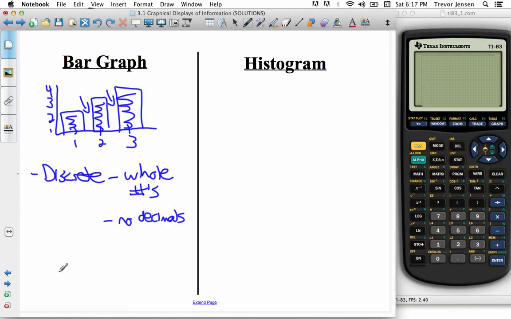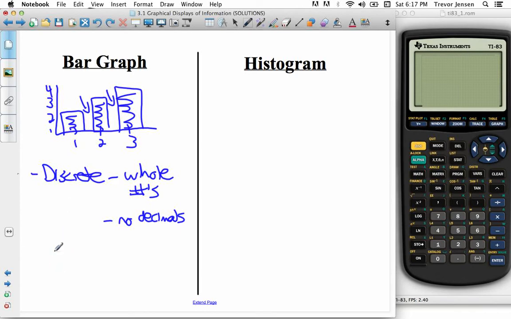Okay, so why is there a space between the bars? Well, because there's no possibility that there could be anything between 1 and 2. The value of 1.5 is not possible in this case. The value of 1.375 is not possible. All we have to worry about is how many 1s do you have, how many 2s do you have, and so on. Let me give you an example of a type of discrete variable. Maybe that'll help you understand it a bit better as well.